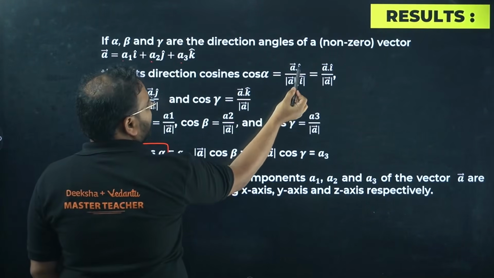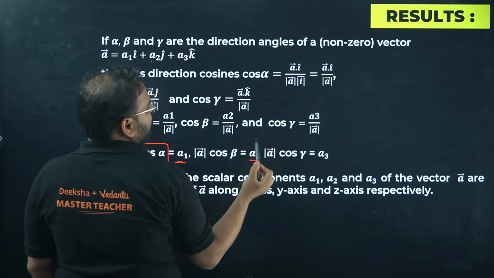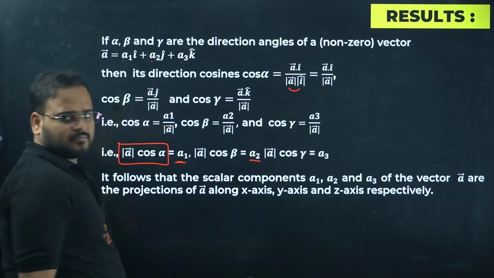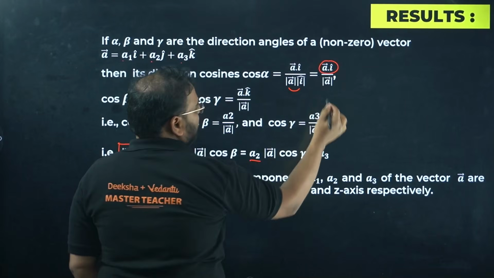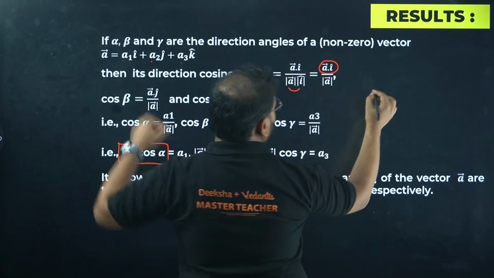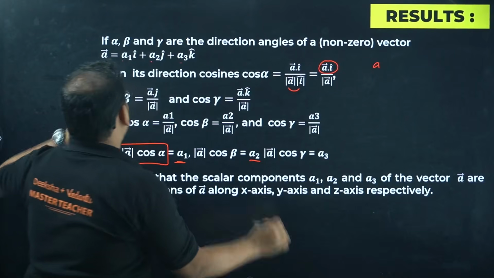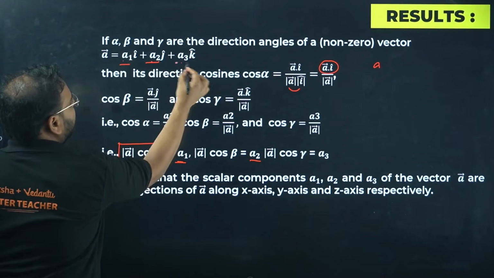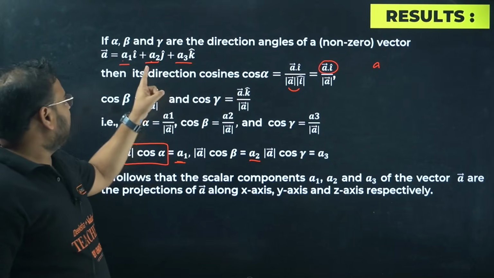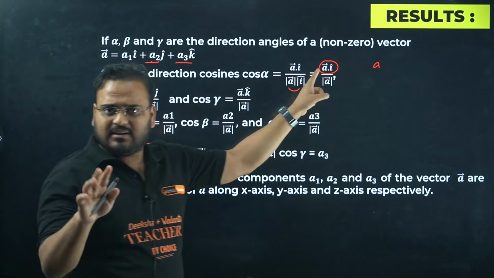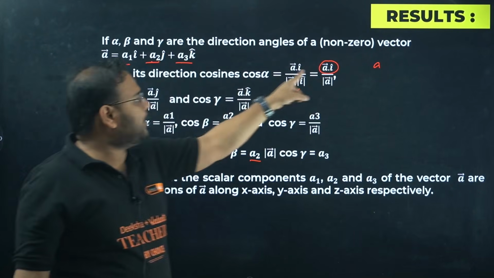You're going to get what? A dot with I upon mod of A into I. Mod of A into I is what? Mod of A. So you get here simply this also as vector A dot with I. Check here, what is vector A? You'll have vector A as given over here, A1, A2, A3. Multiply this with I cap. You'll get A1. Multiply this A2 with J into I, it'll become 0. We have K cap into I cap will be 0.